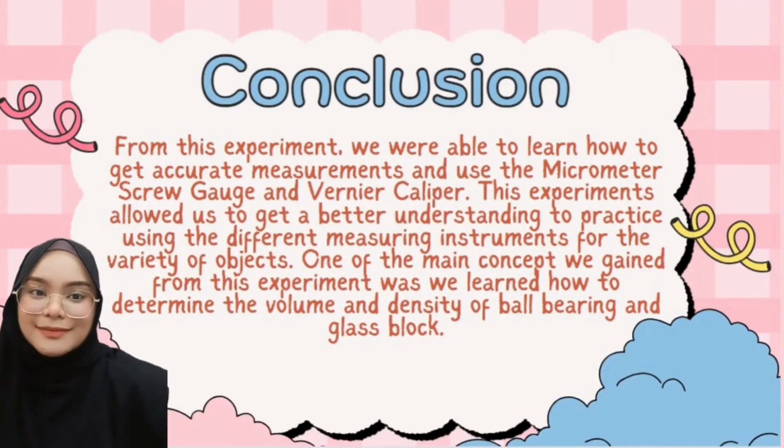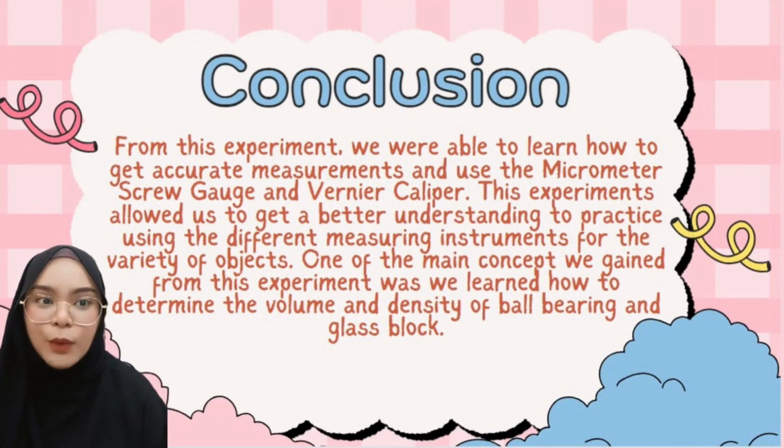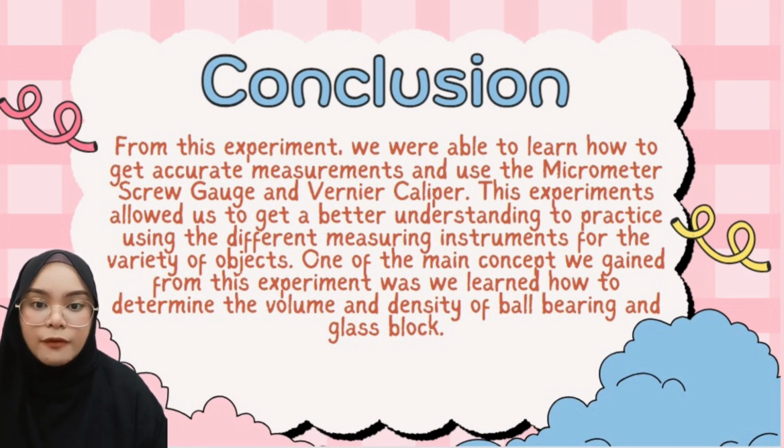An object is measured by placing it between the jaws and rotating the thimble with the ratchet until the object is fit. From this experiment, we were able to learn how to get accurate measurements and use the micrometer screw gauge and vernier caliper. This experiment allowed us to get a better understanding and practice using the different measuring instruments for a variety of objects. One of the main concepts we gained from this experiment was that we learned how to determine the volume and density of ball bearing and glass block.